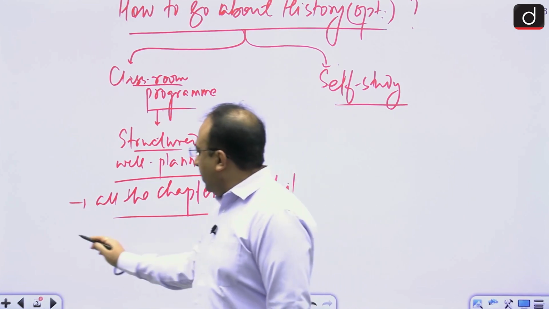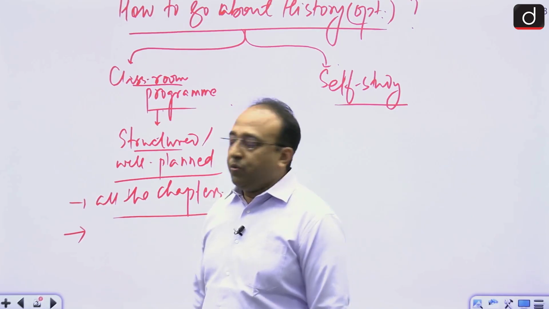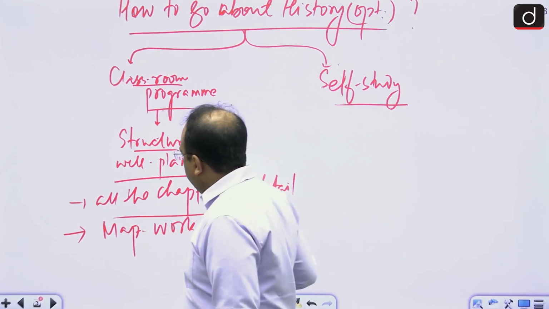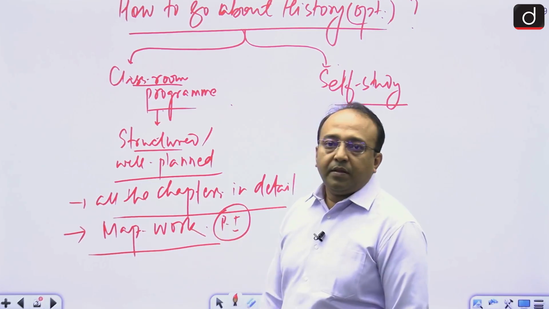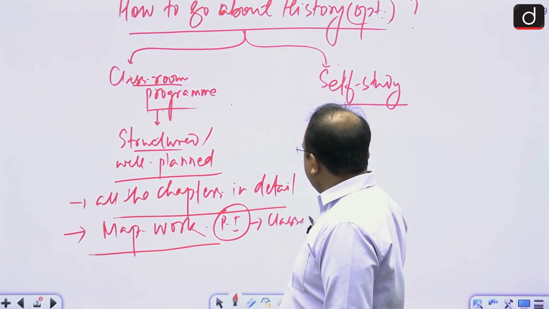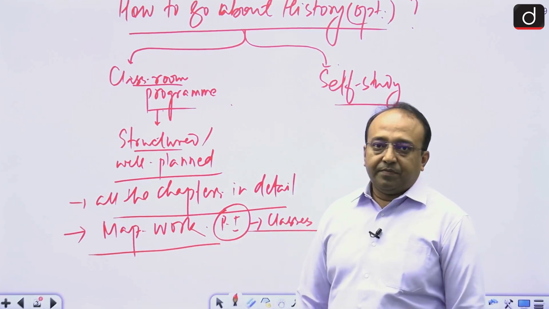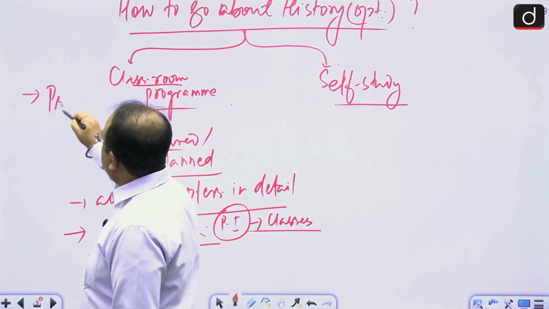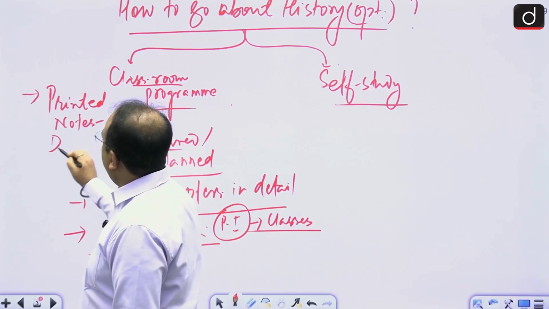Fine. At the same time, there are a few particular contents of your syllabus, or the questions the way they are asked to you, such as the map work. The map work is asked to you in paper number 1 of your history optional. Now, this map work would also be done in the classes comprehensively. So, that is also an advantage. Third, you will have the printed materials, printed notes supplied to you by Drishti IAS.